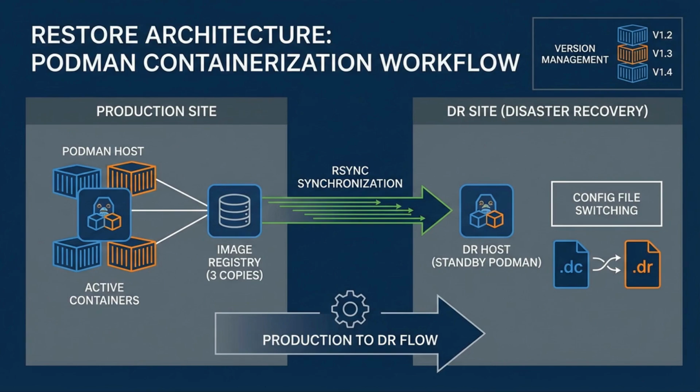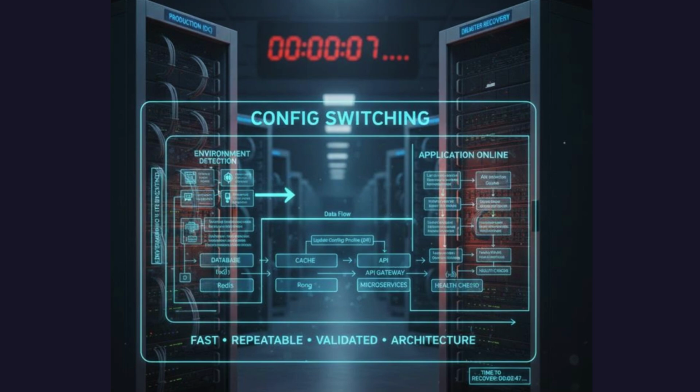So at failover, you're not booting a whole OS. You're just starting a container. You've got it. VIGIL loads the image, it injects the DR-specific configuration files. The config switching. We call it config switching, yep. And the application is up and running in a fraction of the time. Wow. It's fast, it's repeatable, and it's validated.